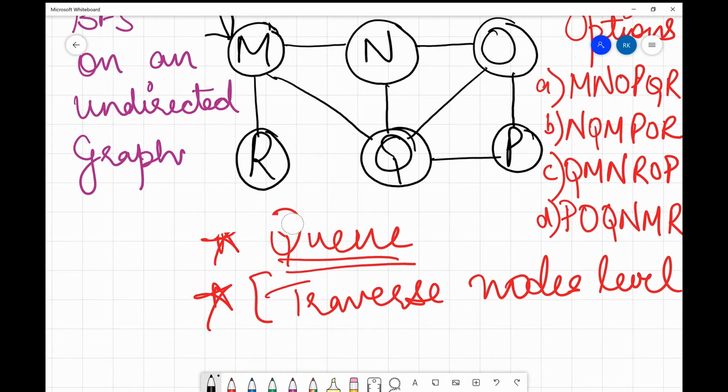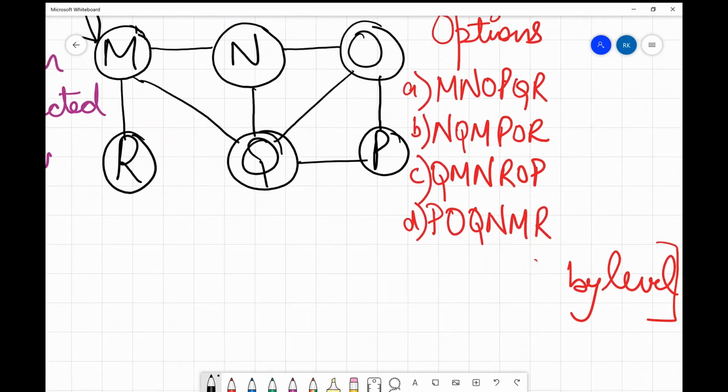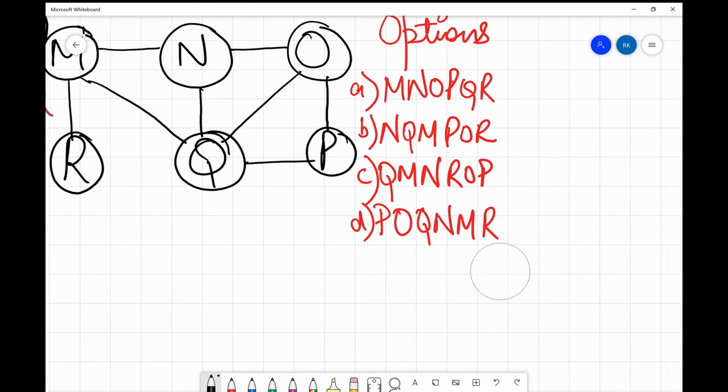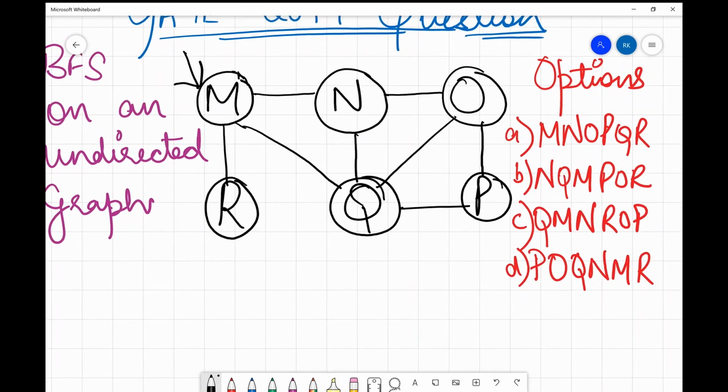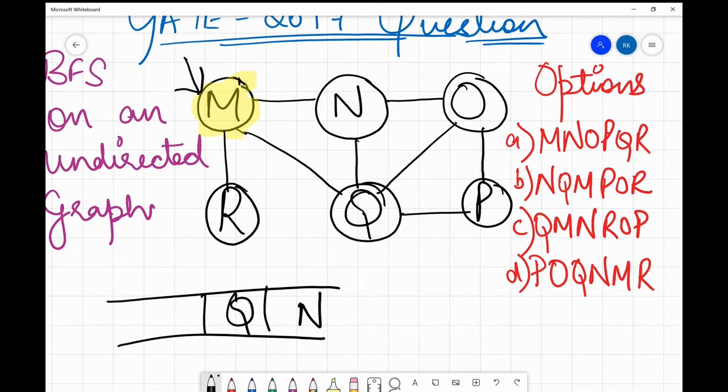I'm just going to remove this for a bit of space and clarity. Now when I start with M, I mark it as visited. The immediate neighbors are N, Q, R. Let's mark the nodes. That means in the next run I might be processing N, or I might be processing Q, or I might be processing R.